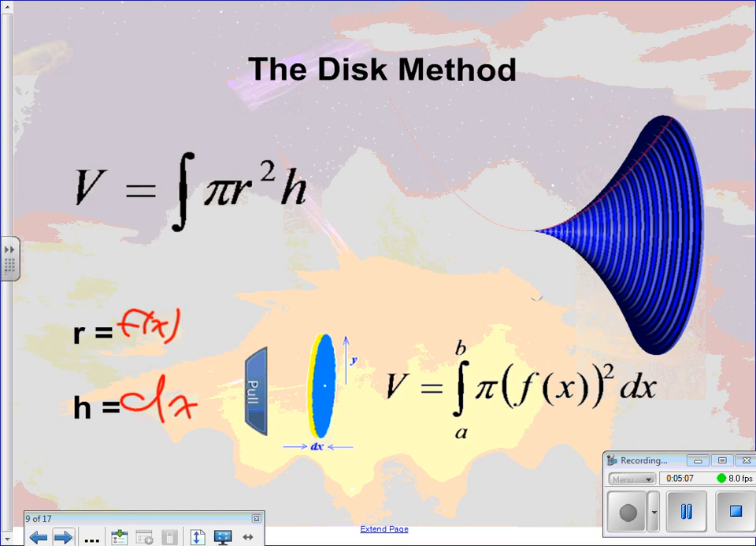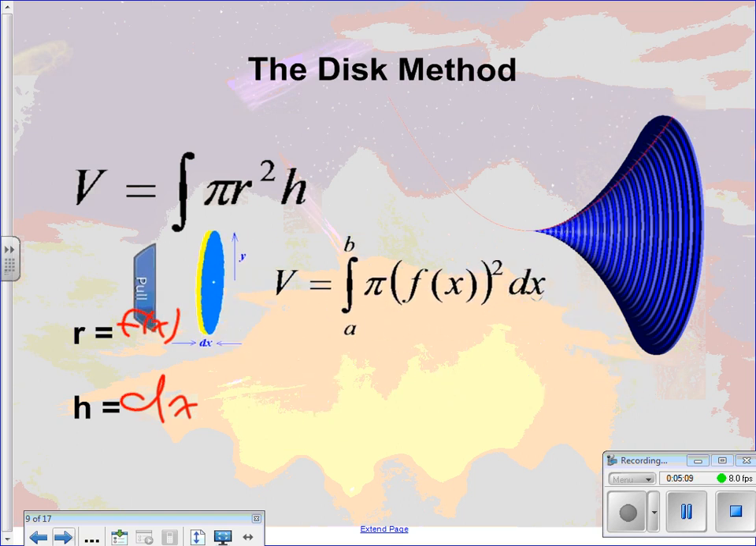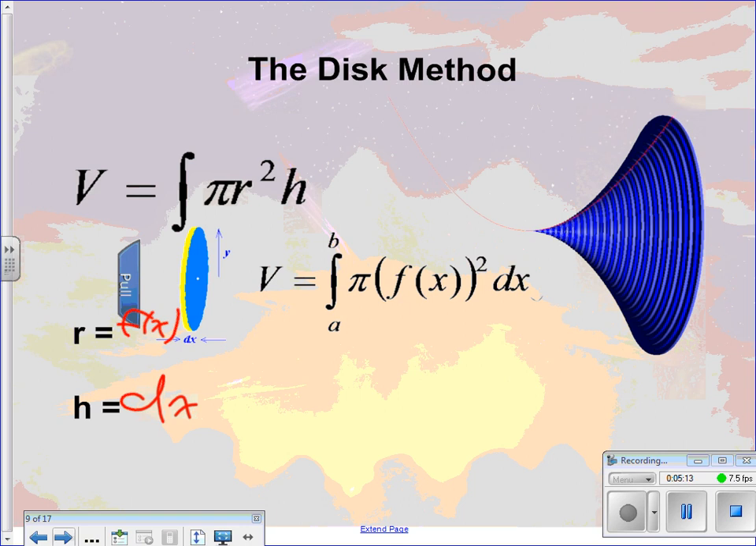Pi r squared from a to b. Pi, whatever the radius is squared, from a to b dx. Here are the things you need to figure out. You need to figure out where it starts, where it ends, and what the formula for my radius is. That's what you're looking for.